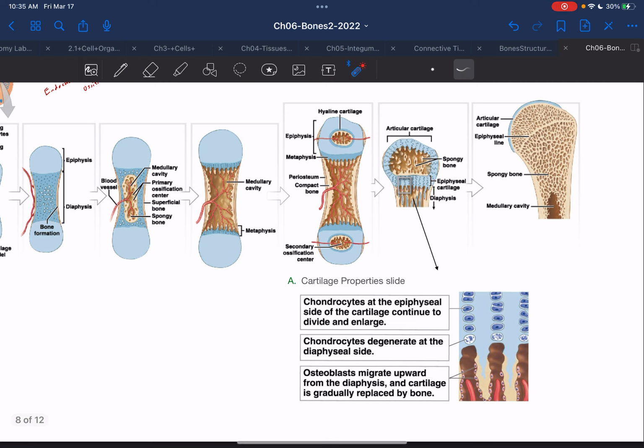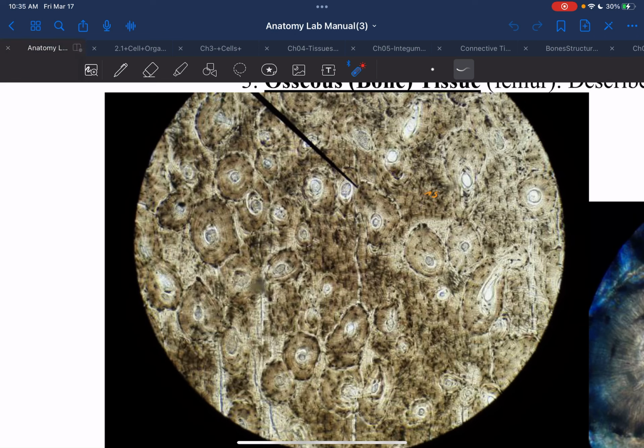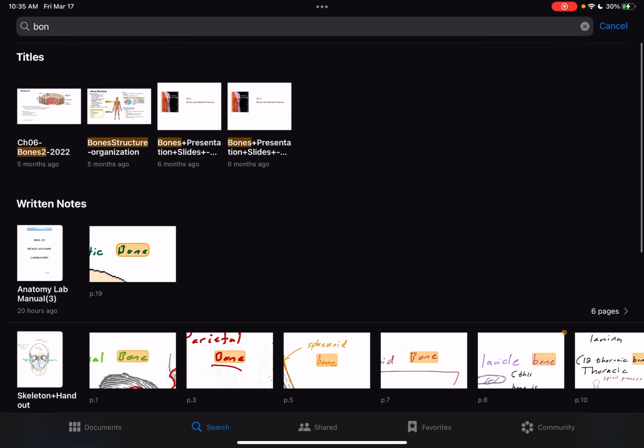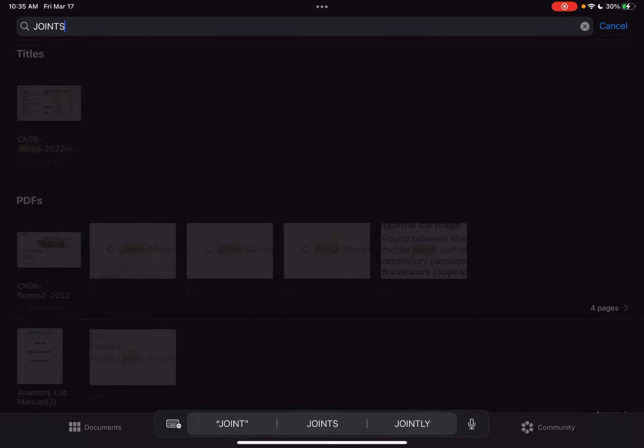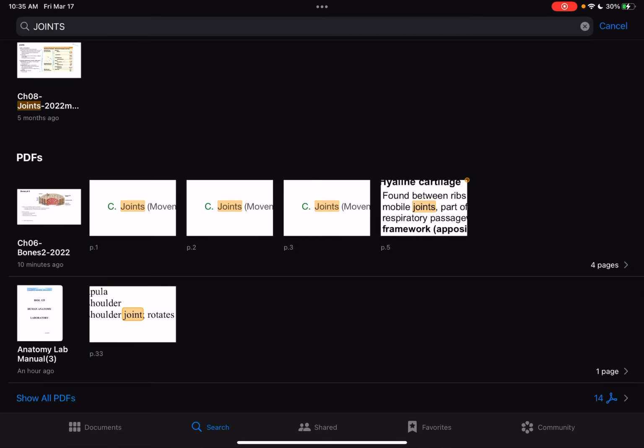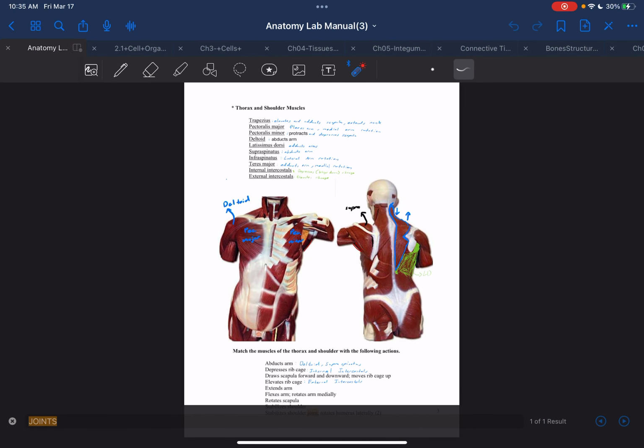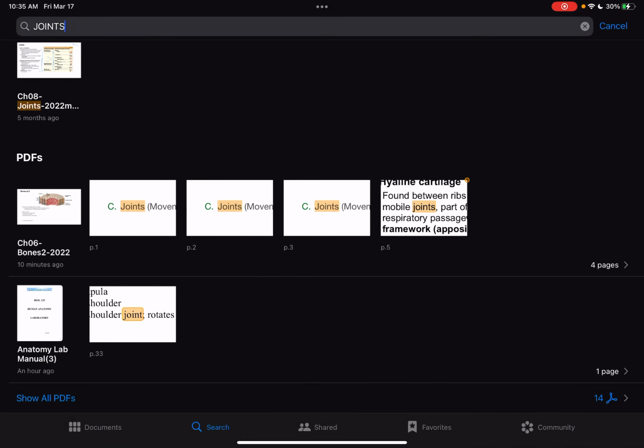Ask away. Almost the same thing. So when we look at joints, you don't have any in your lab manual. Let's see. I'm going to say kind of and no at the same time. I'll show you why. No, wrong thing. Oh, what am I doing? Here.